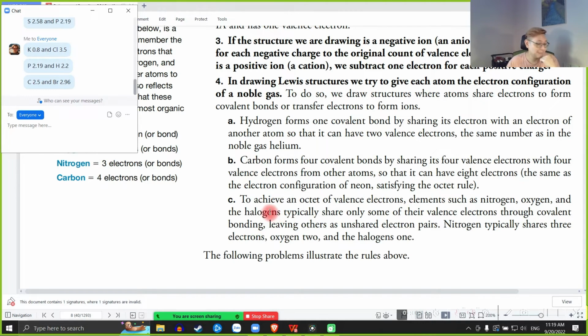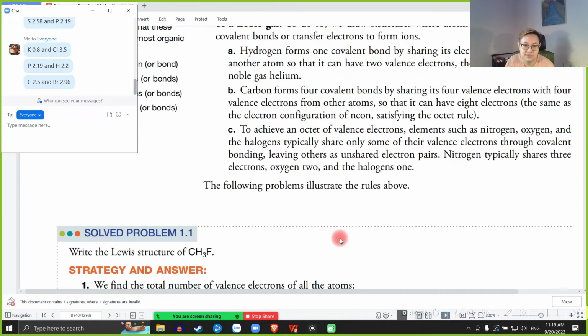Some of the electrons that they have will be unshared, so they will be in pairs, lone pairs, or unshared electron pairs. For example, nitrogen typically shares 3 electrons. Oxygen typically shares 2 electrons. Halogen is only 1. The following problem illustrates the rules above.